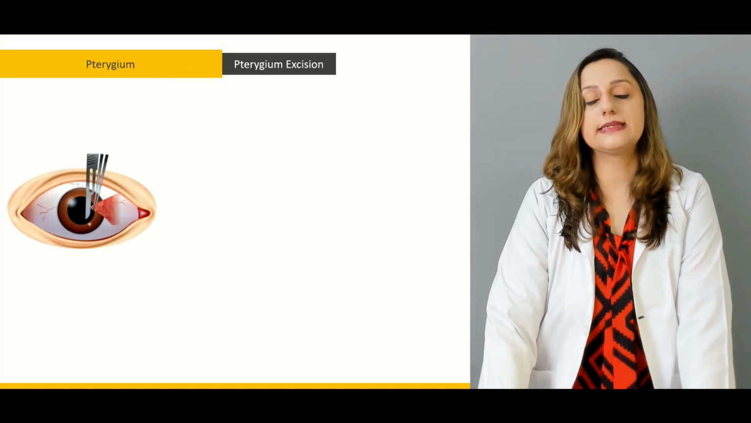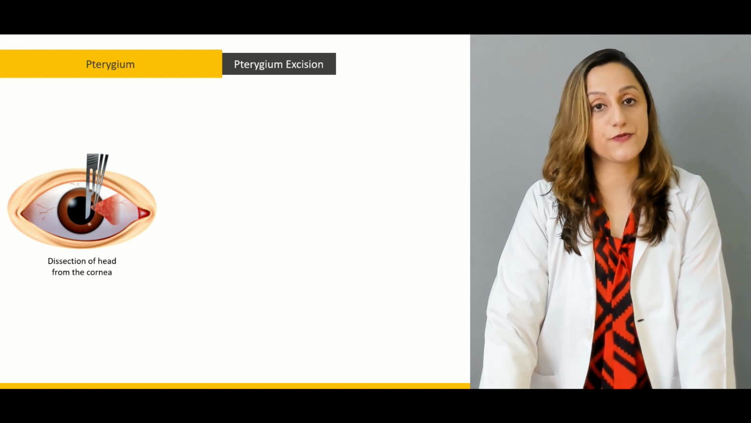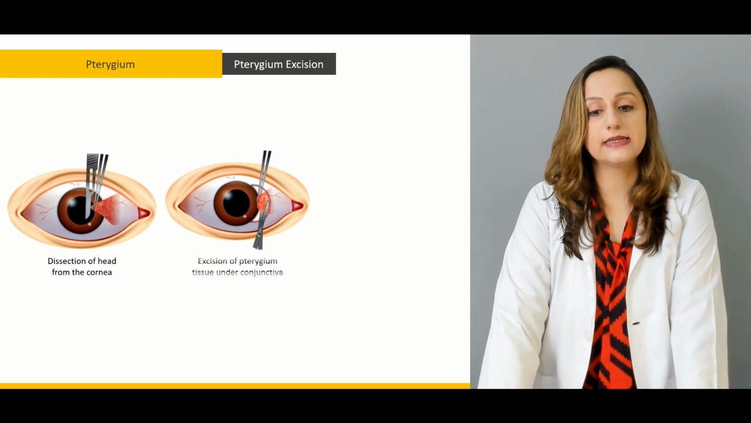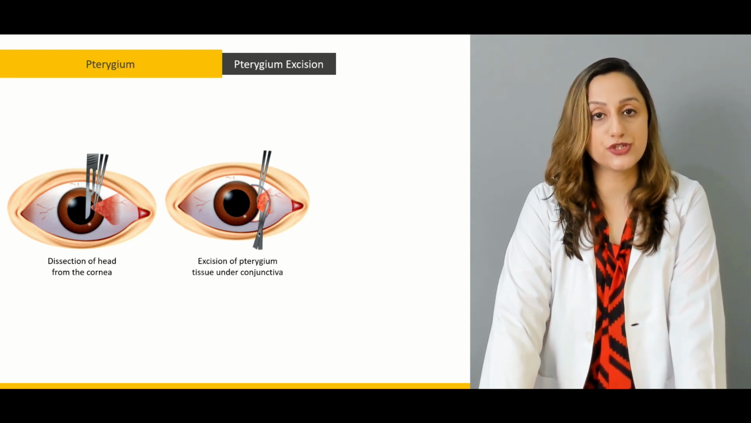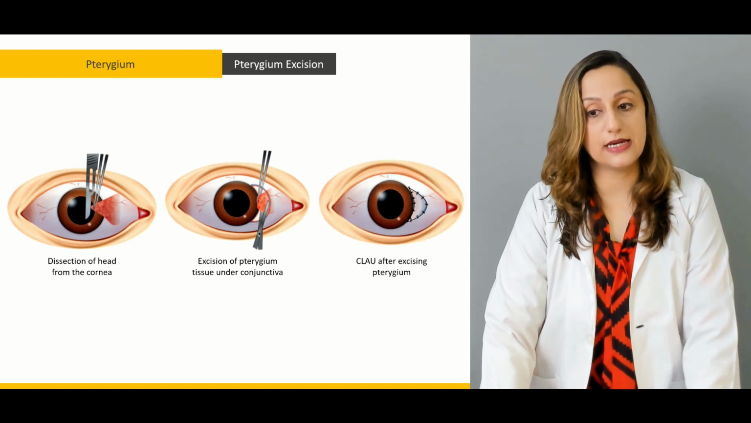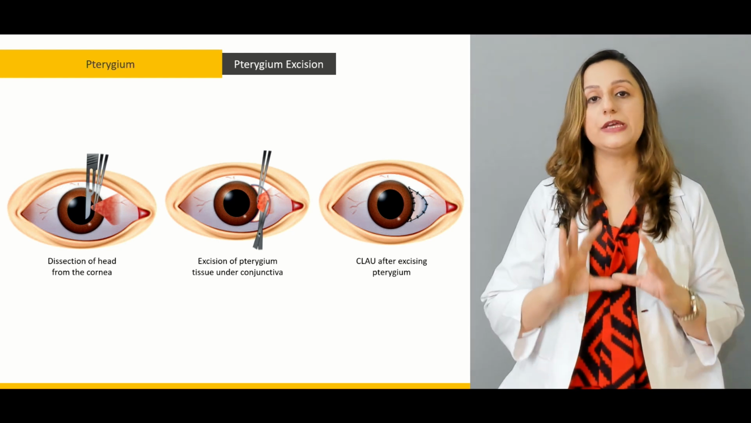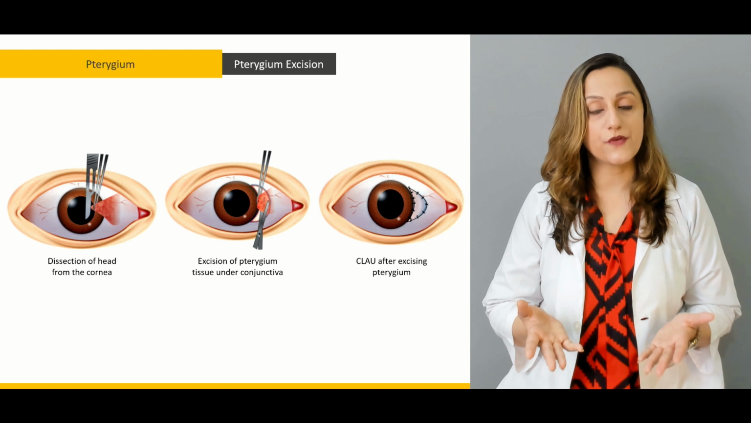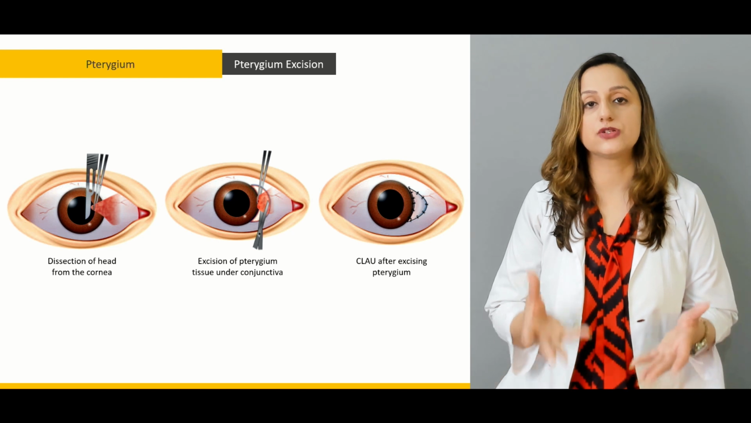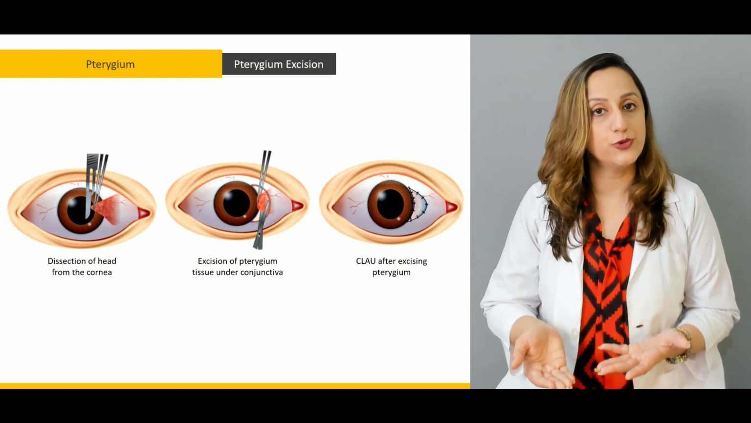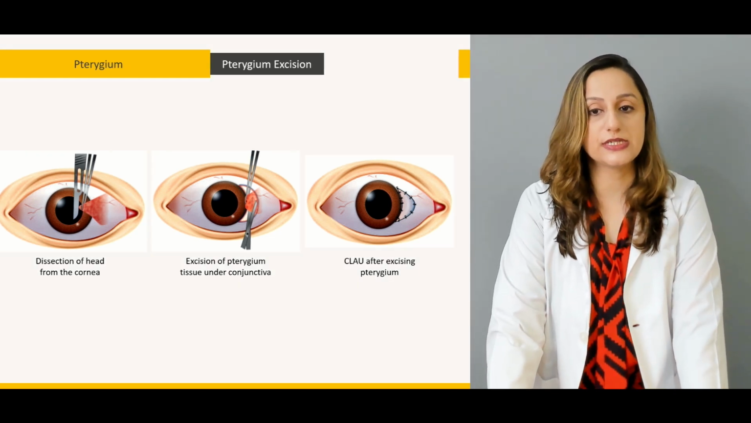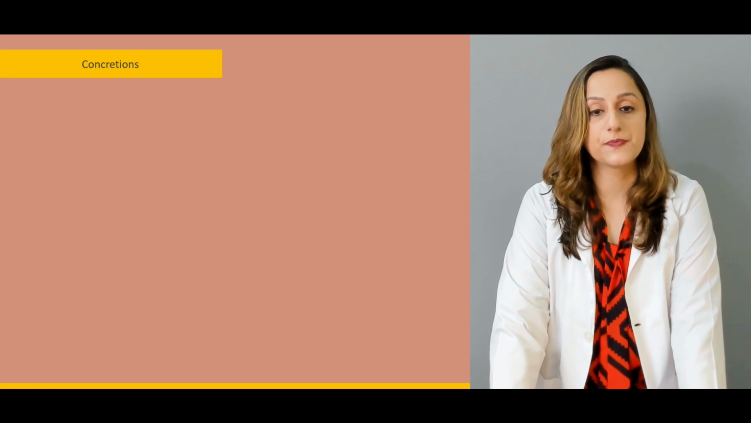The steps for the excision of the pterygium consist of the dissection of the head from the cornea first of all, and then the excision of the pterygium tissue under the conjunctiva. Finally, the CLAU is done after the excision of the pterygium. So it's the complete repair of the bulbar part of the conjunctiva from which the pterygium is being excised, and obviously we have to repair the scleral tissue underneath it and the conjunctiva above it. All of these are surgically treated after the pterygium is excised.